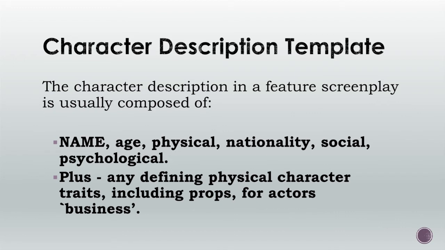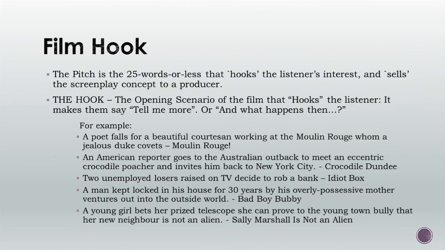So the character description in a feature screenplay is usually composed of, first, the name, the age, the physical description, the nationality, social circumstances, and psychological appraisal. Plus, if there's any defining physical character traits, including props for actors or extra business that they have on stage, if there's a particular monocle they're using or some kind of prop that they carry.